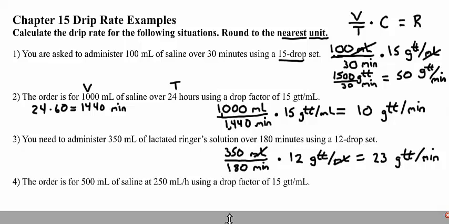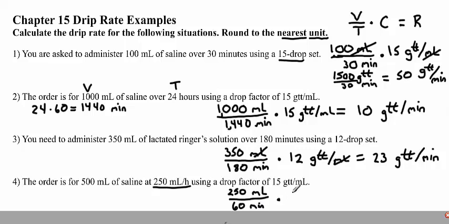It says here the order is for 500 milliliters of saline at 250 milliliters per hour using a drop factor of 15 again. So, since it says 250 milliliters per hour, that is our relationship between volume and time, except it's hour there instead of minutes. So we're going to have 250 milliliters per hour, which means per 60 minutes.